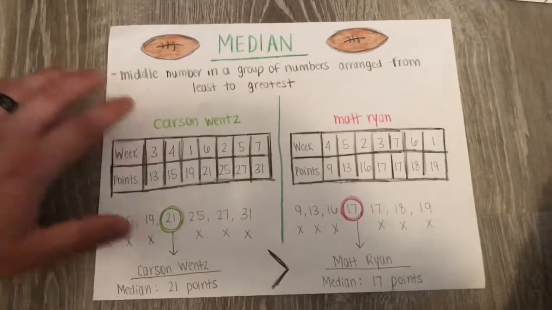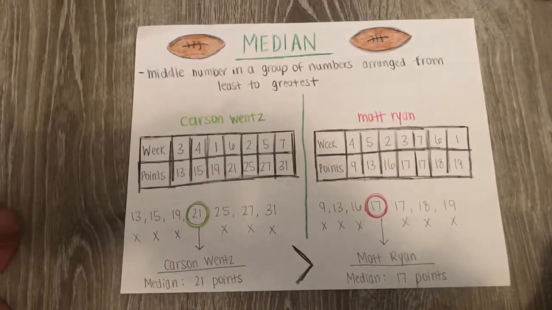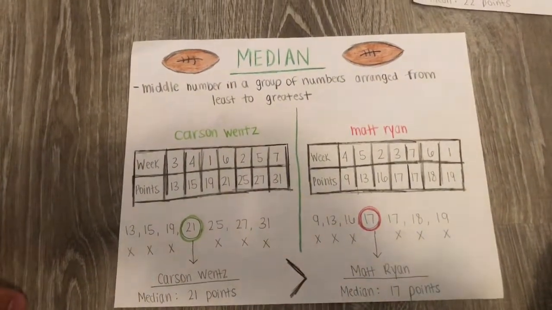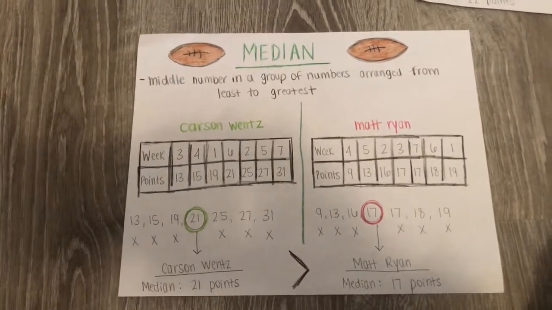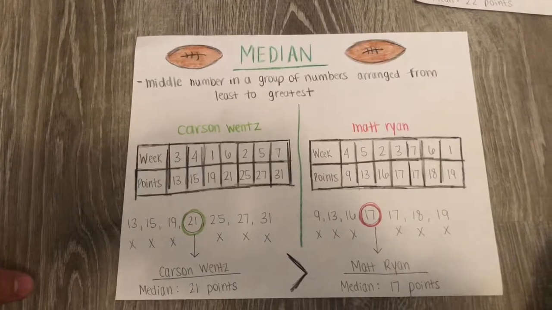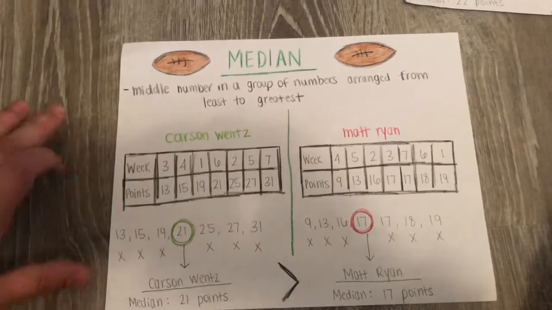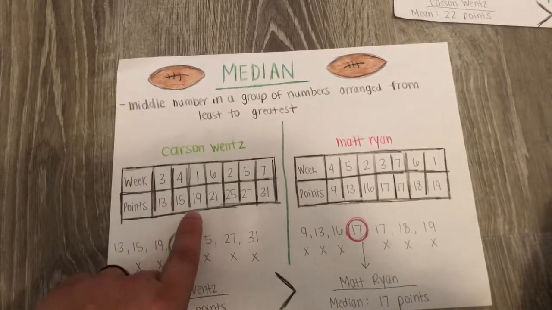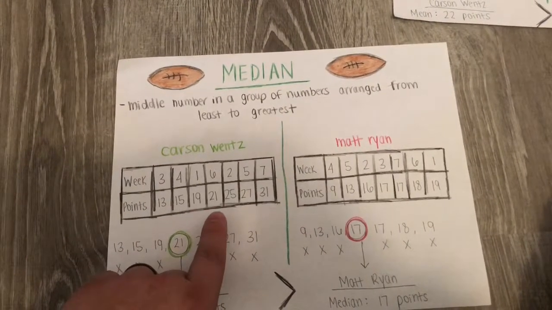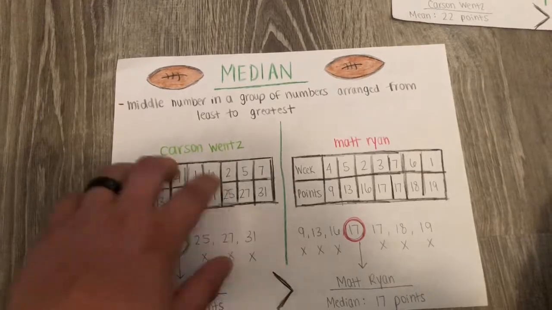Let's take a look at the median. The median is the middle number in the group of numbers arranged from least to greatest. So here I took the exact same 7 games points. I listed it from least to greatest. So we have 13, 15, 19, 21, 25, 27, and 31.